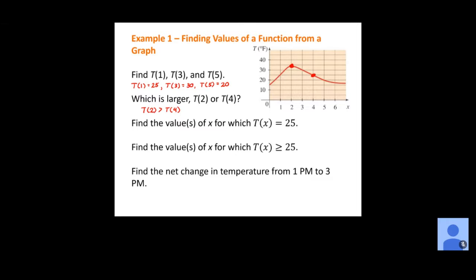So again, it does not matter what x value we're looking at, right? Because 2 is definitely smaller than 4, but T of 2 is actually greater than T of 4.